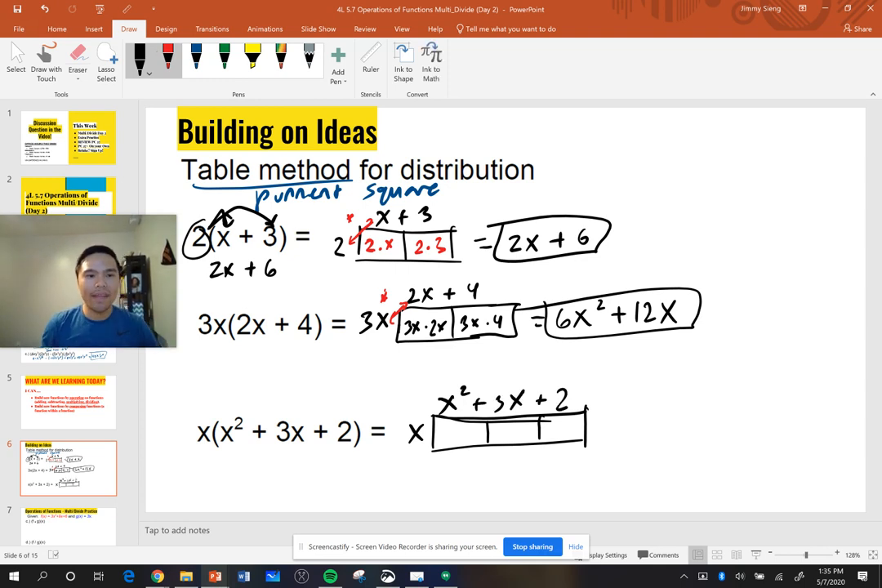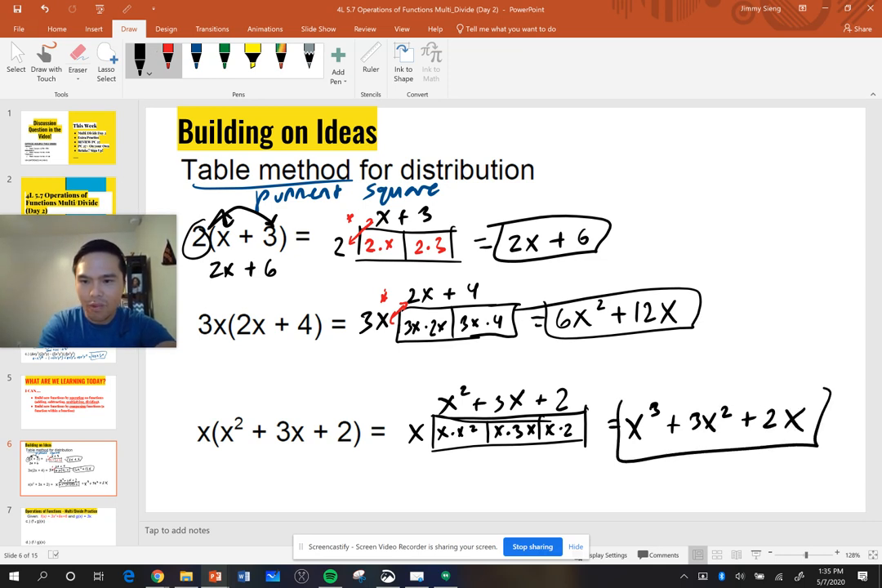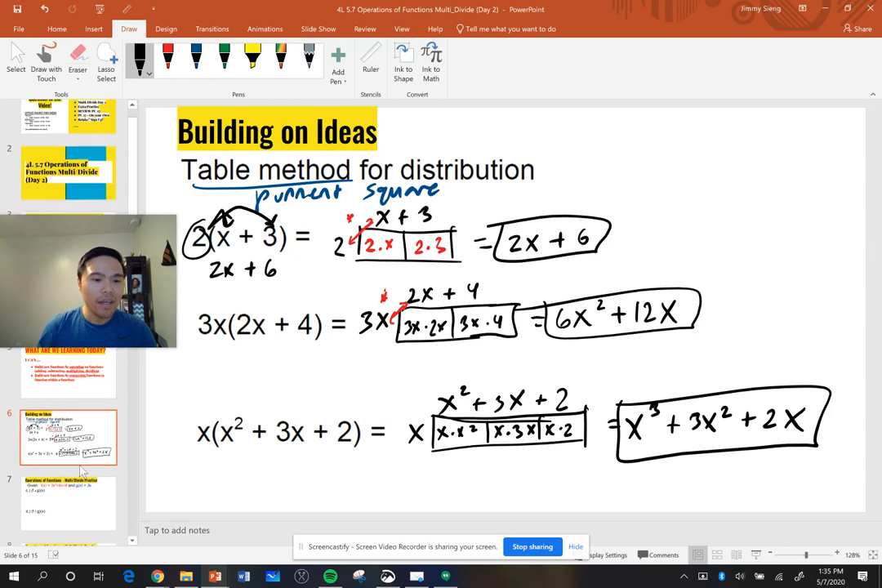So this is a 1 by 3, right? Rows and columns. So then this is x times x squared, x times 3x, x times 2. Simplifies to x to the third power plus 3x squared plus 2x. Pretty smooth, right? Slick Rick.